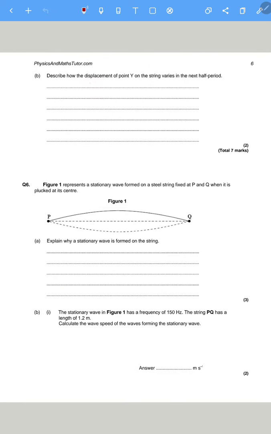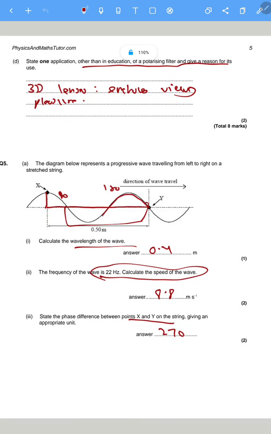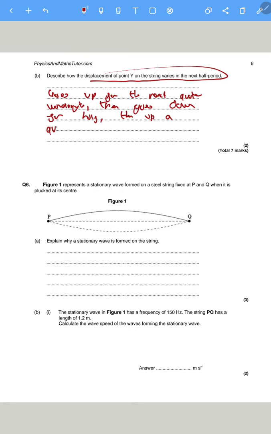Describe how the displacement of point Y varies. It goes up for the next quarter wavelength, then goes down for half, then goes back up a quarter again.